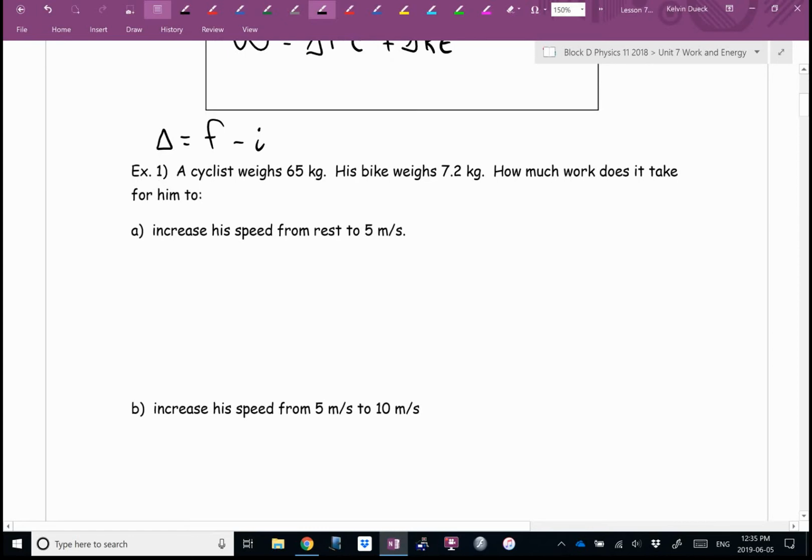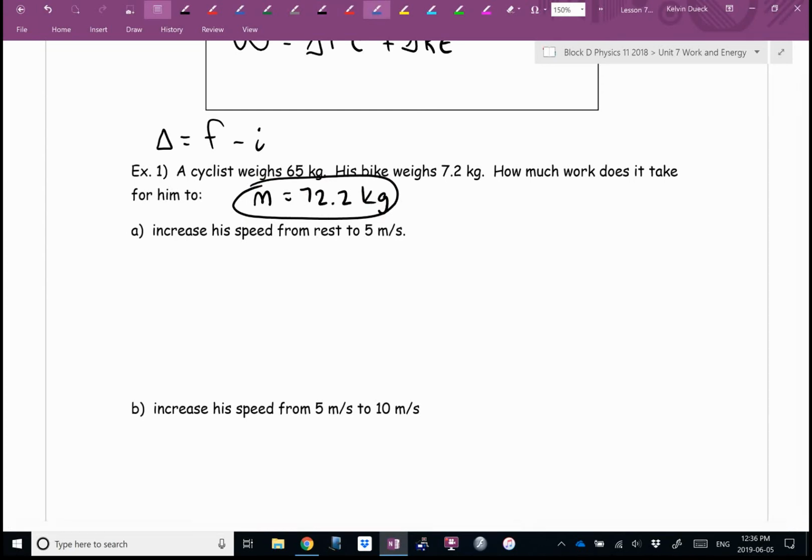A cyclist weighs 65 kilograms. His bike weighs 7.2. So you know what? Let's write down the total mass. It's going to be 65 plus 7.2. Double check me. Is it 72.2 kilograms? That's what we're going to use, I think. Yes?